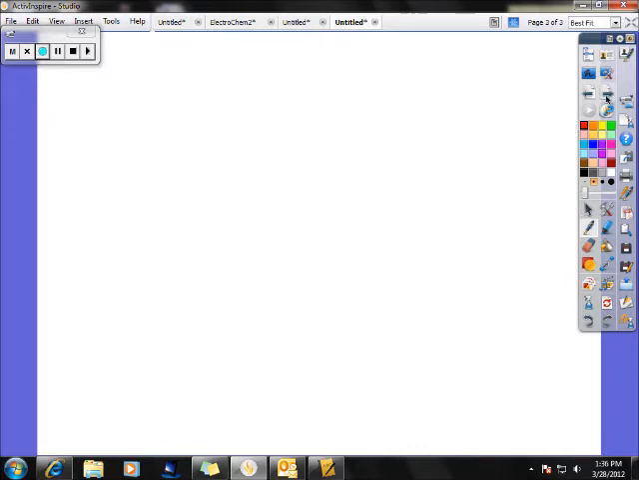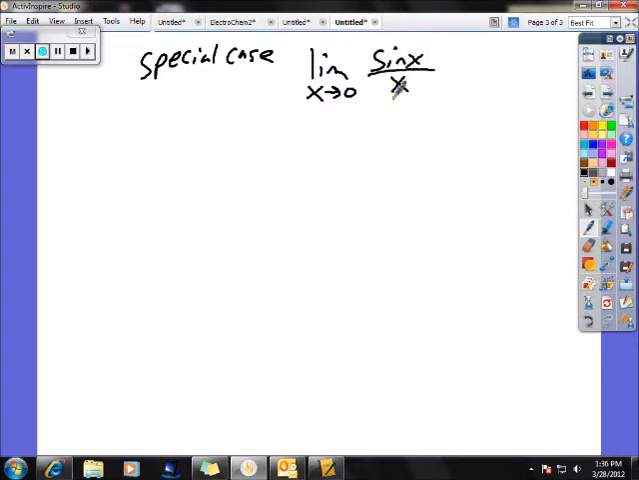All right, now there is a special case that we want to look at. For some reason, this comes up a lot. Okay. What's the name of it? Yeah, I don't know, that's just what I call it. The limit as x approaches 0 of sine x over x. Let's graph that so we can see it.